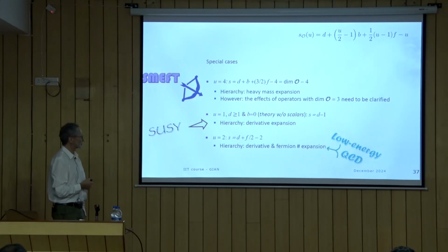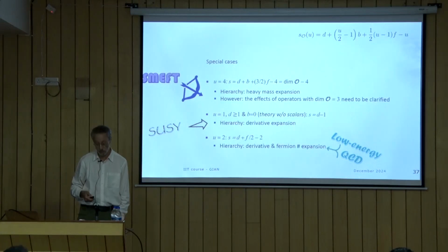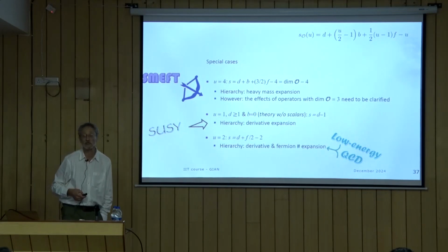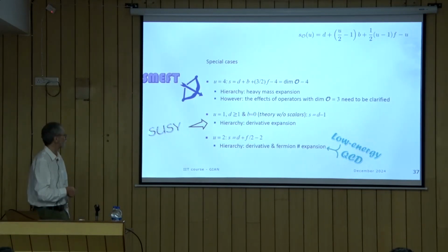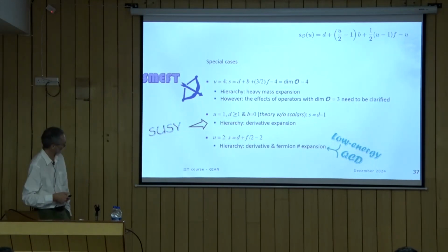Then there are other cases I want to consider. One of them is when u is equal to 1. In that case, the index just becomes the number of derivatives minus 1. That's it. So it's kind of a derivative expansion. And this is interesting for a theoretical model that, as far as I know, has no useful phenomenological application, just strongly coupled supersymmetric theories. I'll give you an example tomorrow.